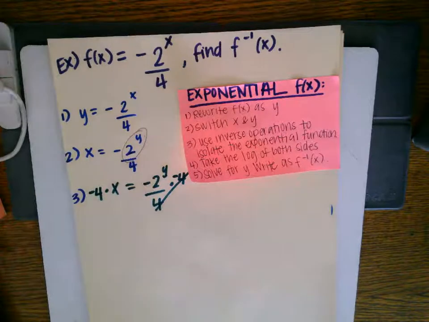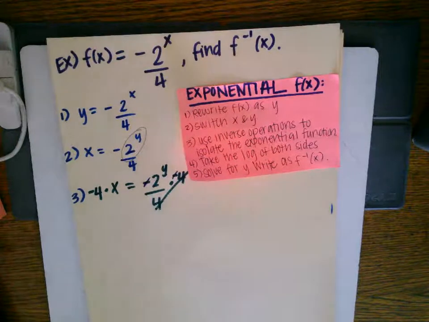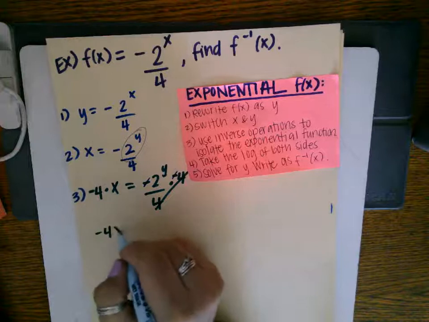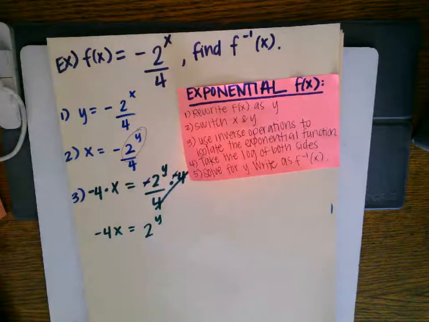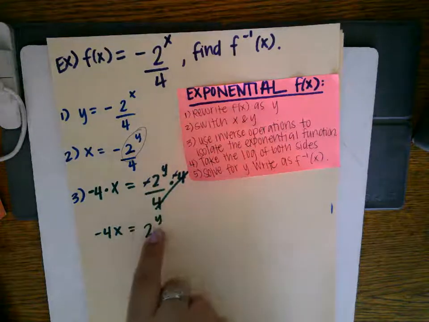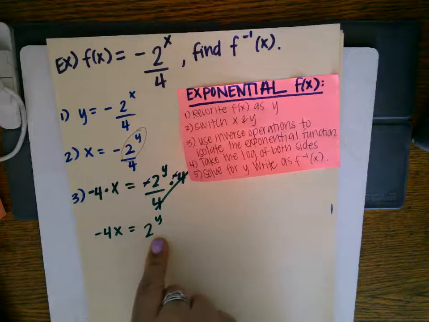And if I do the negative 4, a negative times a negative, those guys cancel each other out. And I'm left with negative 4x equals 2 to the y. Voila. I finally have used my inverse operations to isolate this exponential function. Now I'm ready for step 4.